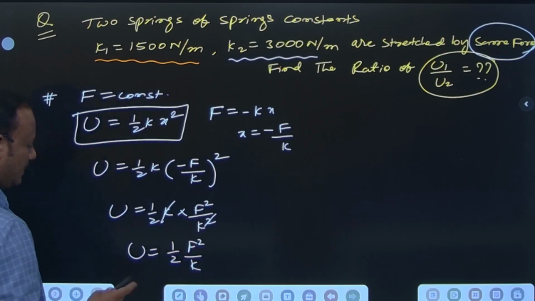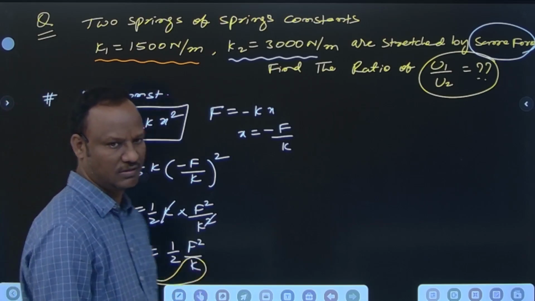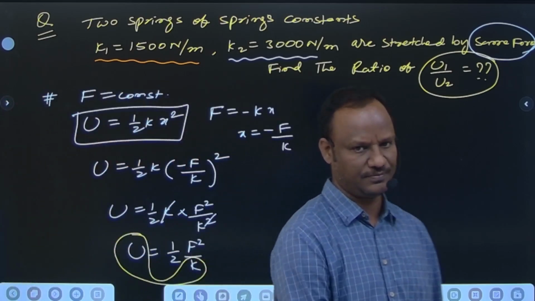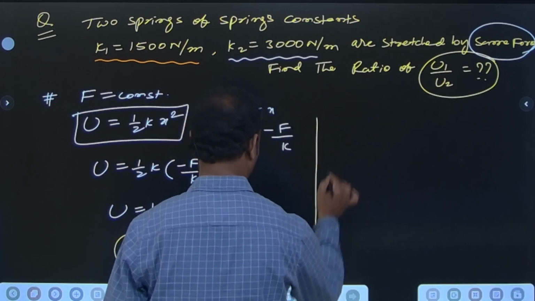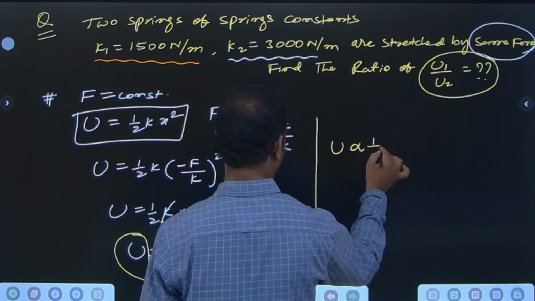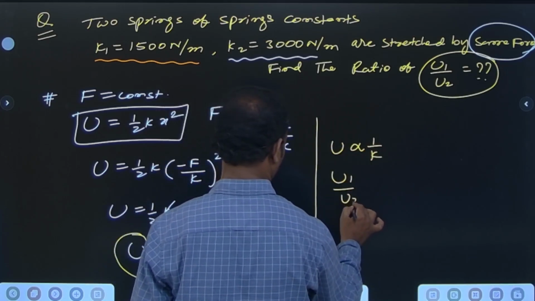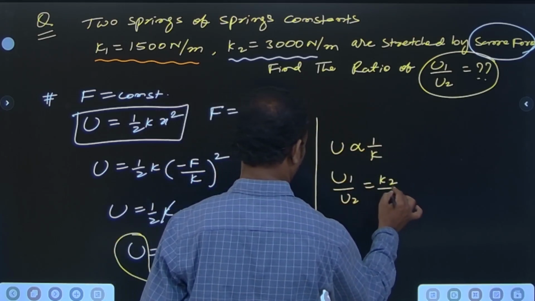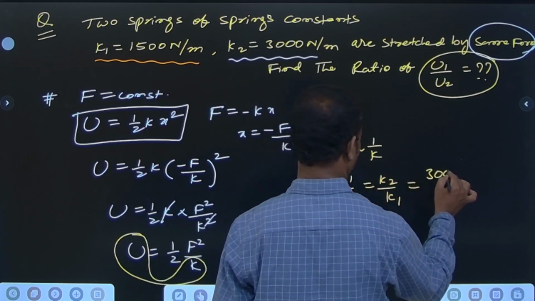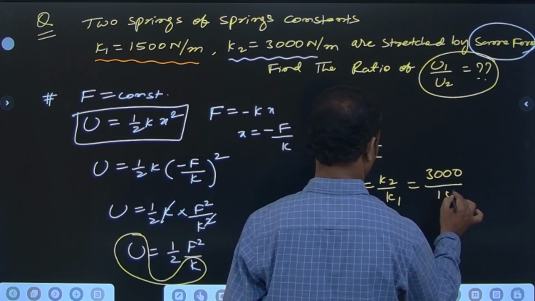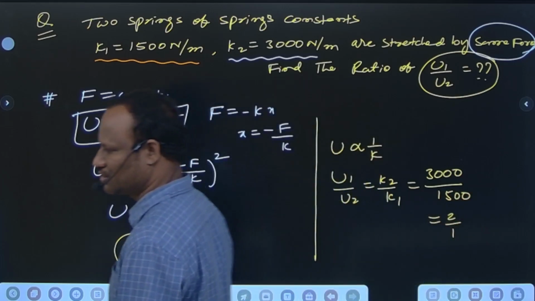So U is equal to half F square by K. Are these two directly or inversely proportional? Inversely proportional. So U is proportional to 1 by K. U1 by U2 is equal to K2 by K1. K2 is 3000 by 1500. What is the answer? 2 by 1. It's 2:1.